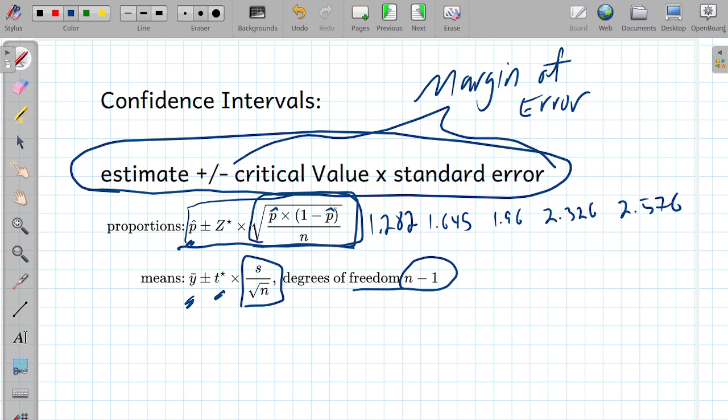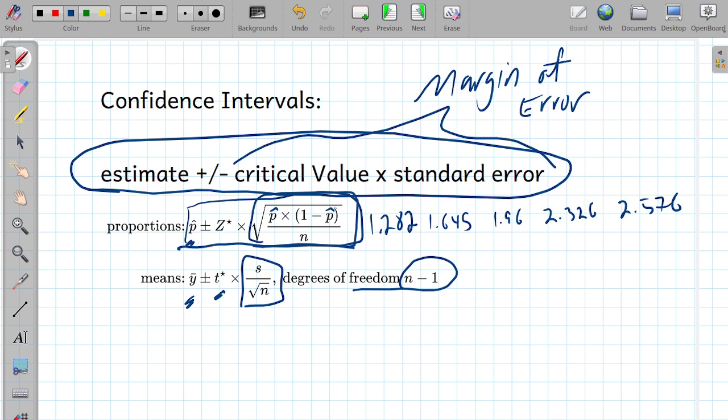There we go. When I was typing the LaTeX, I missed the hat. Okay, so in our margin of error, the standard error portion uses the estimated value. Yeah, p hat times 1 minus p hat.